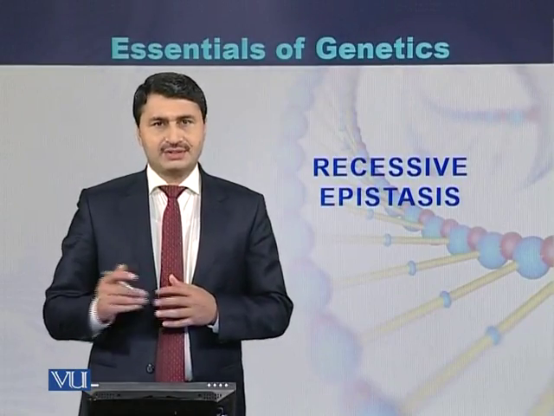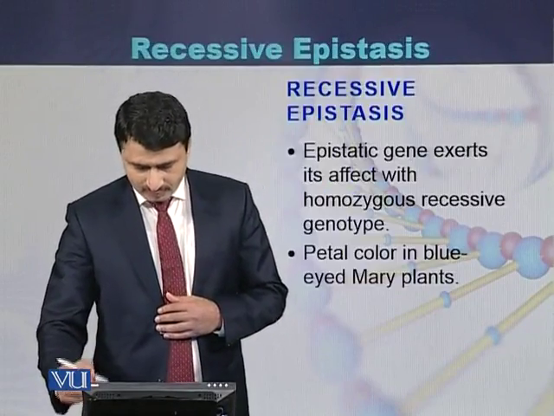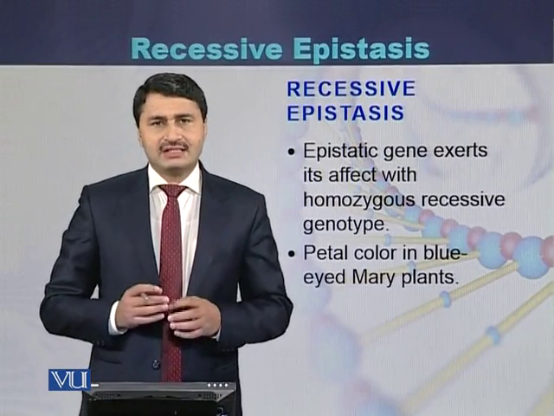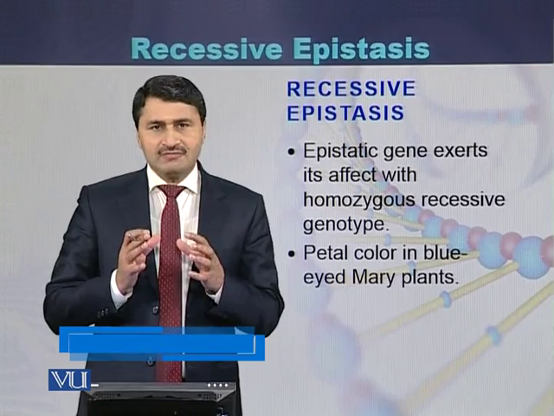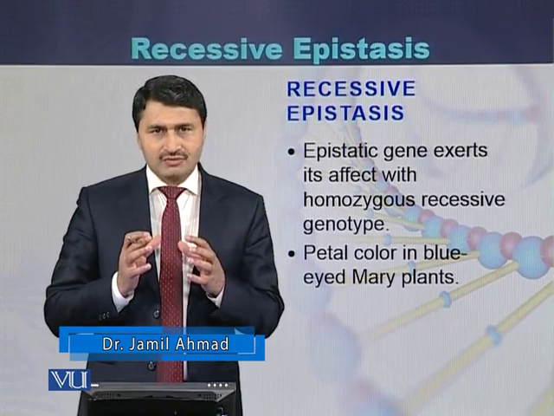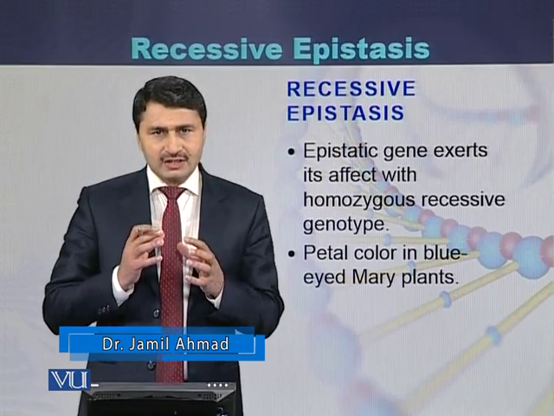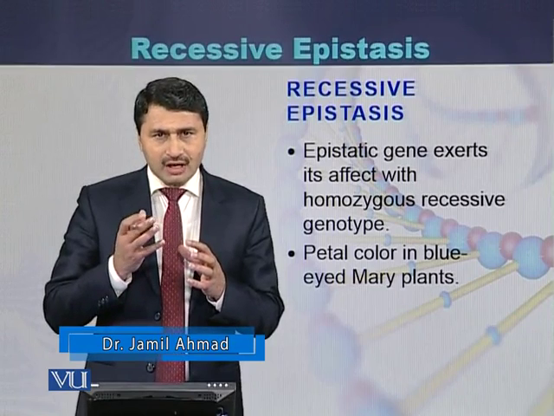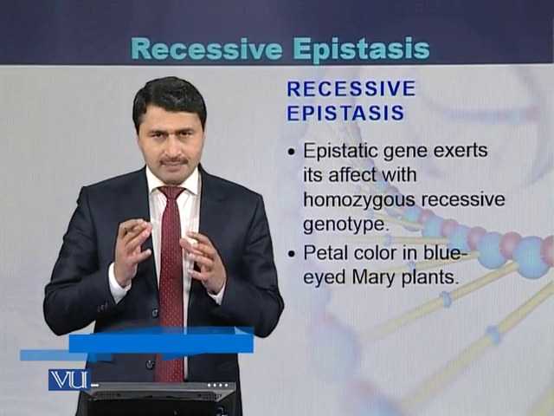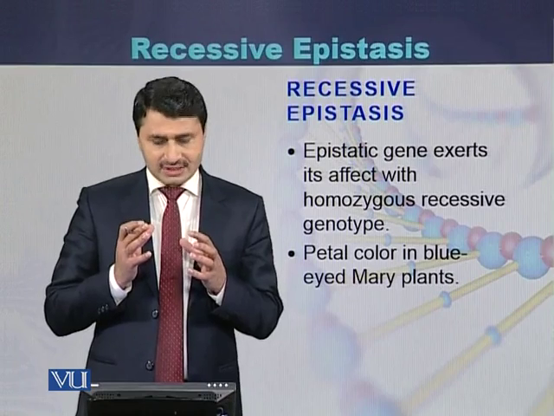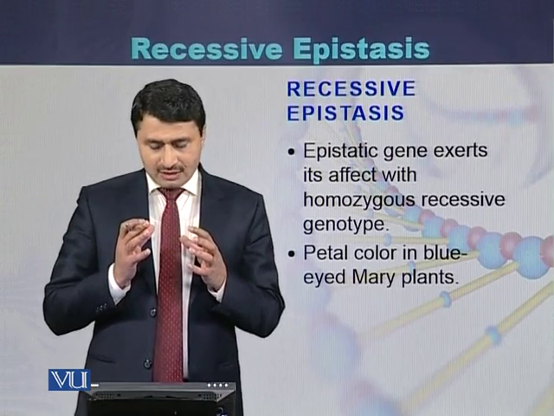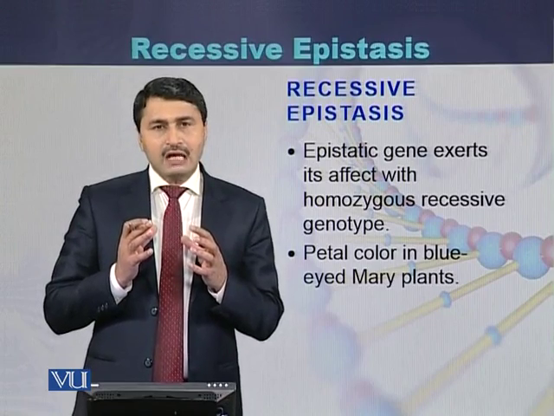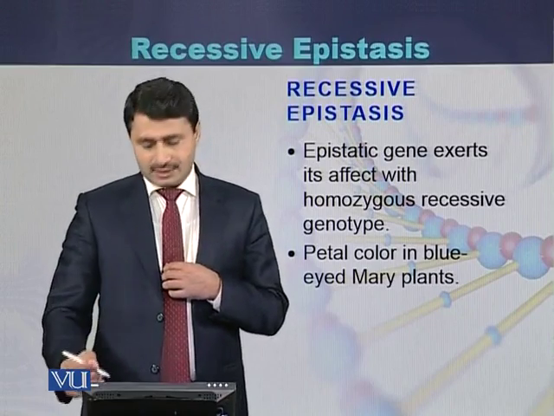Recessive epistasis. Recessive epistasis is an epistasis in which a gene, when it is in homozygous form, can have an effect on the expression of other genes. An example of recessive epistasis is the petal color in a plant called the blue-eyed Mary plant.